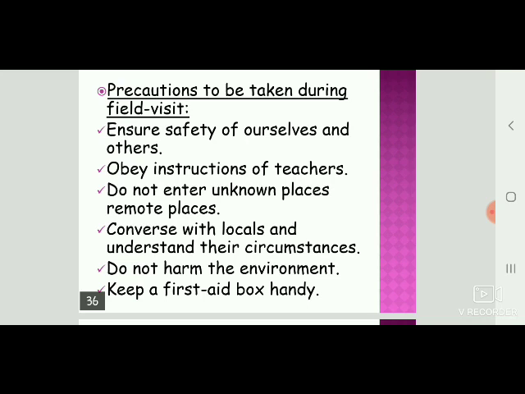Know about their habits, what do they wear, what do they eat, how do they cook, what is their means of livelihood, how do they travel, etc. You should also ensure that you do not harm the environment in any way during your visit. You should always keep a first aid box with you for emergency circumstances.